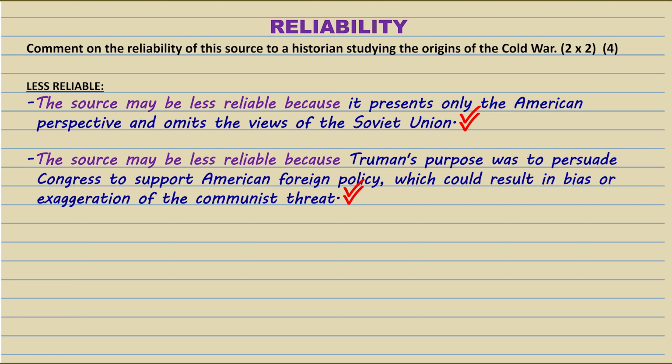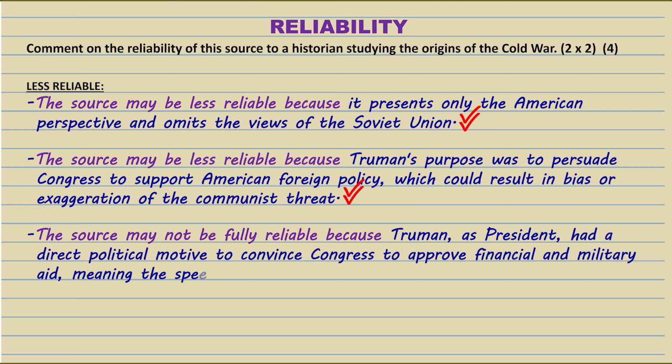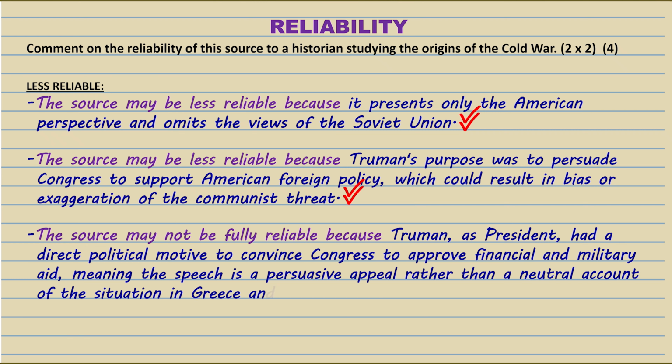We can also take that same idea a step further by considering Truman's political position and the specific outcome he wanted. The source may not be fully reliable because Truman, as president, had a direct political motive to convince Congress to approve financial and military aid, meaning the speech is a persuasive appeal rather than a neutral account of the situation in Greece and Turkey. In this answer, we considered Truman's position and what he wanted Congress to do. As president, he had a political interest in securing support for his foreign policy proposal.